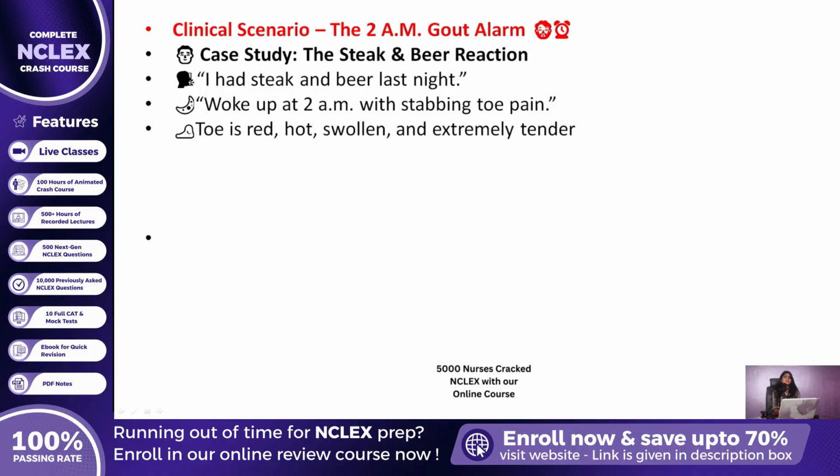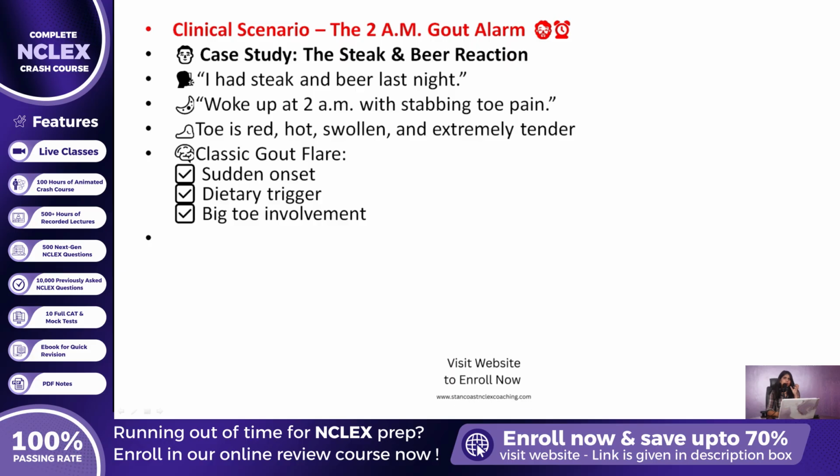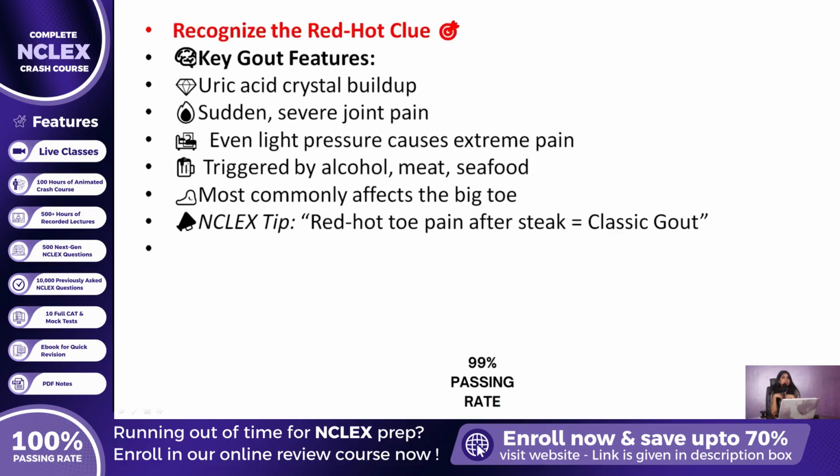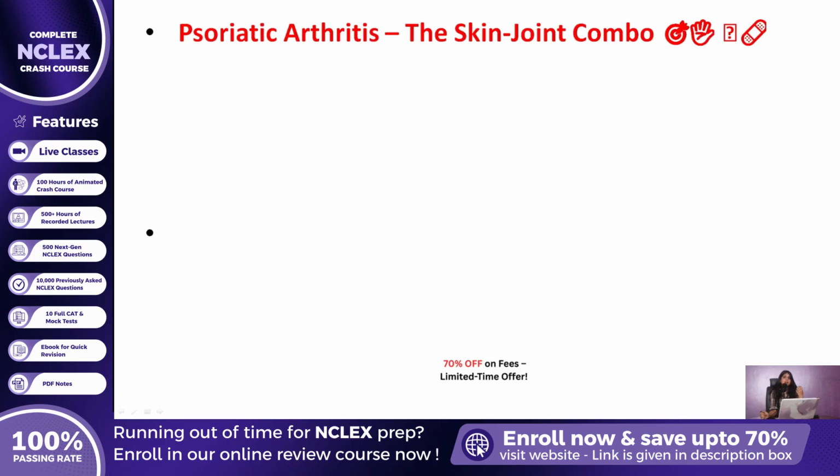When you assess him, his toe is red, swollen, and warm to the touch. That is a classic gout flare, sudden onset, extreme tenderness, and dietary or lifestyle triggers that set it off. Knowing these key signs can help you quickly identify and manage gout in both the clinical setting and on the NCLEX.